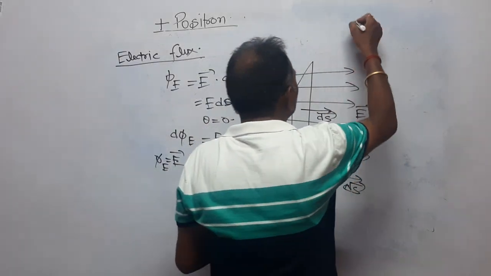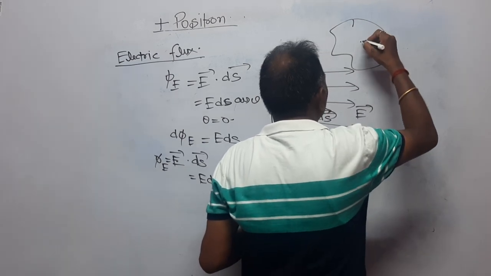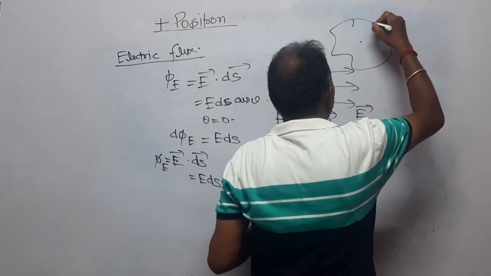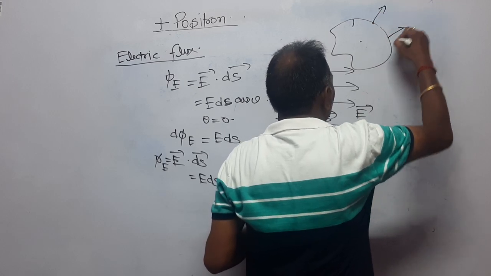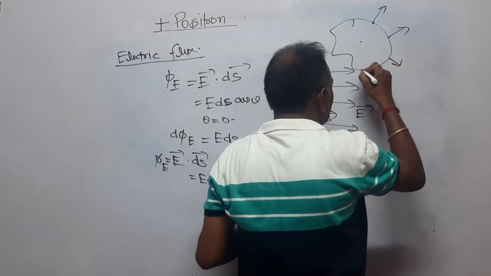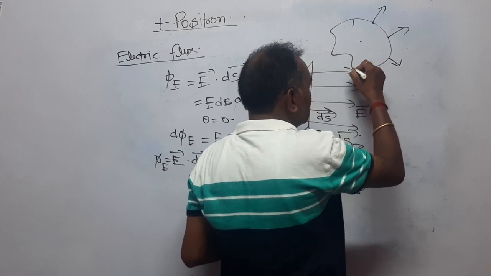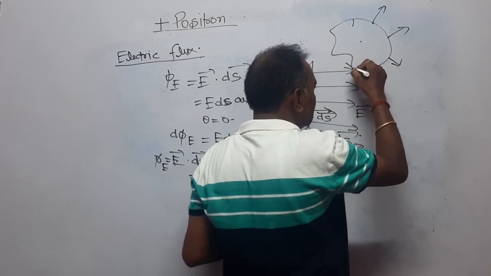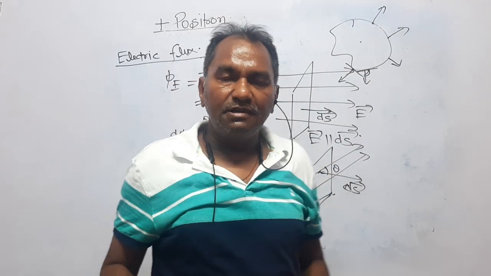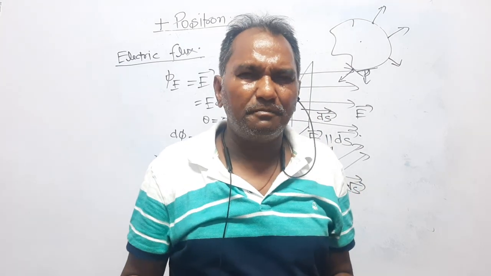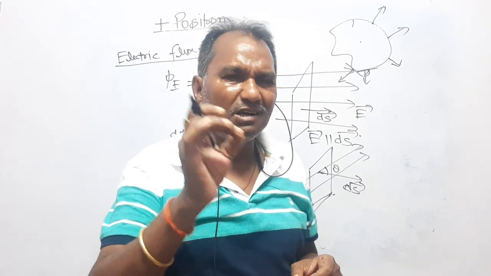If you consider a charge kept here, at any point the area vector will be normal to that point. Just consider the tangent, and this is the normal too. If at this point you have to consider the area vector, it is perpendicular to the tangent. In this way, whether the body is regular, irregular, or whatever shape it has, it does not matter. The area vector is always normally outward.